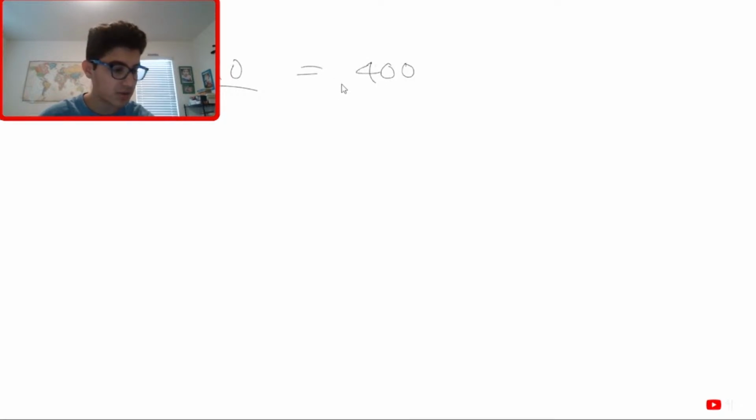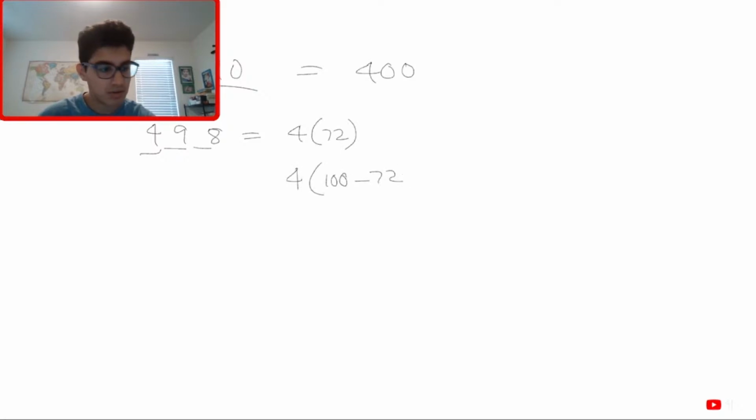Now we subtract out the possibilities where every number is unique. So that will be 4 times 9 times 8. So that's 4 times 72. So it's just 4 times 100 minus 72.